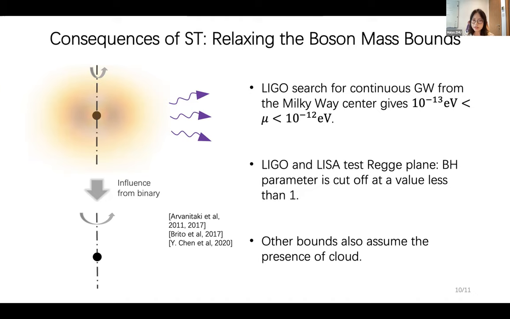And also there are many other bounds, but all of these bounds assume the presence of a cloud. So if the superradiance can be terminated at a very early stage, or even the highly superradiant state can be absorbed by the Kerr black hole, and there is no existence of the cloud, then this kind of mass bound will be relaxed.